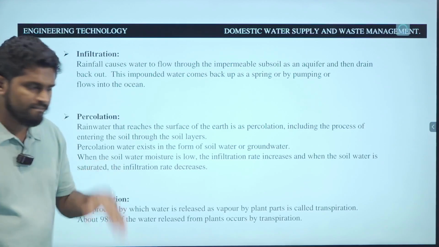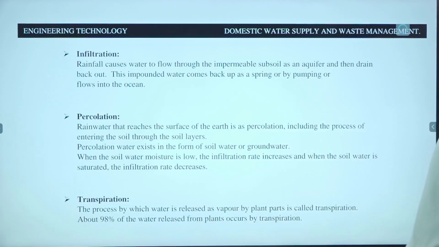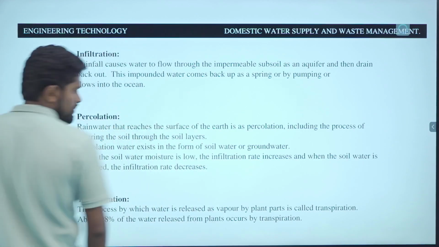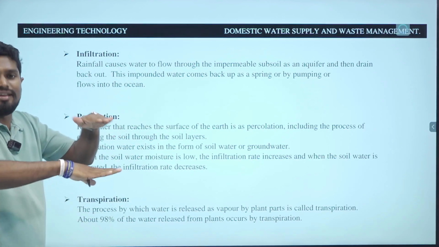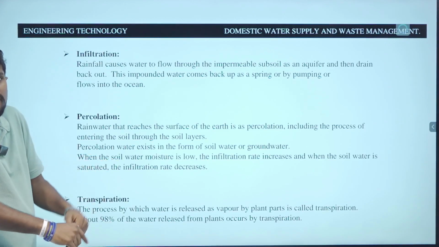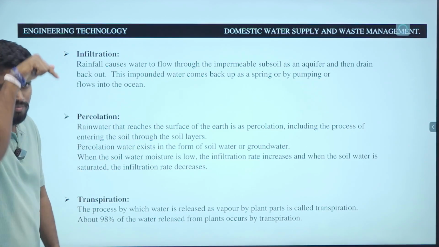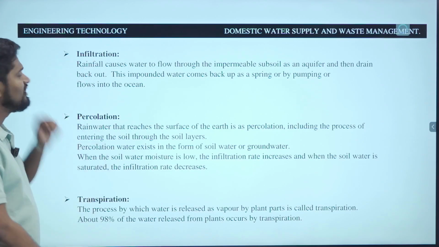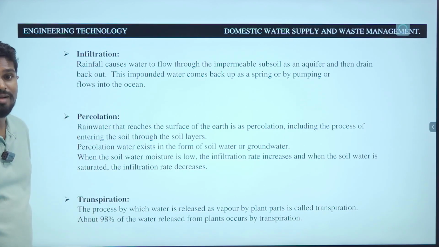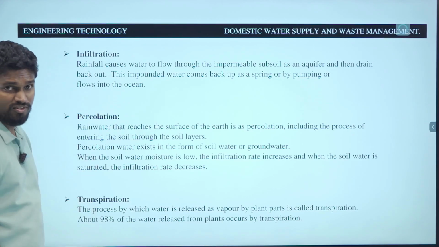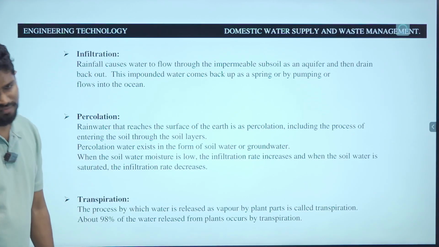Percolation happens, where there are soil layers. When the water is absorbed downward through these layers, it fills the soil layers completely. That's a process we can call infiltration.